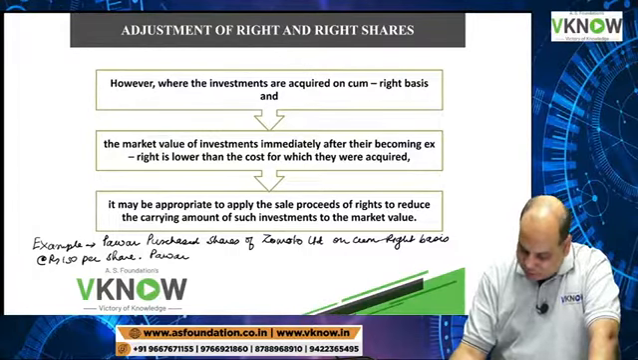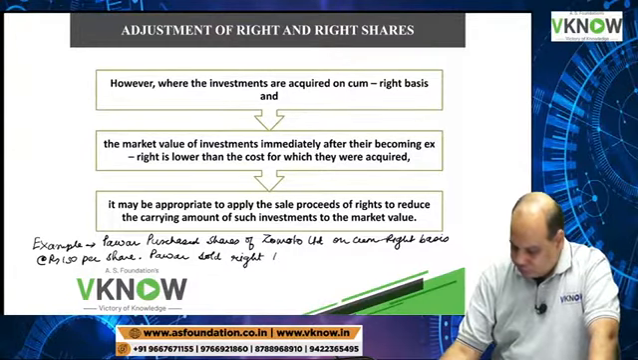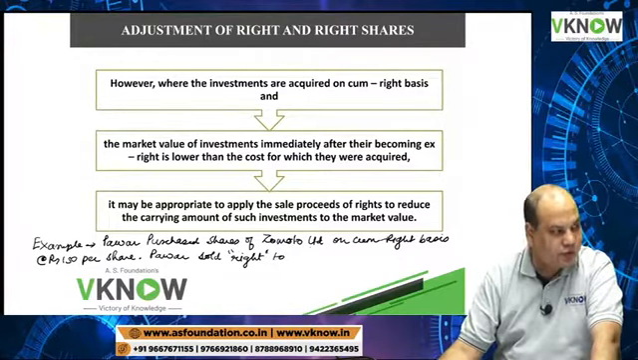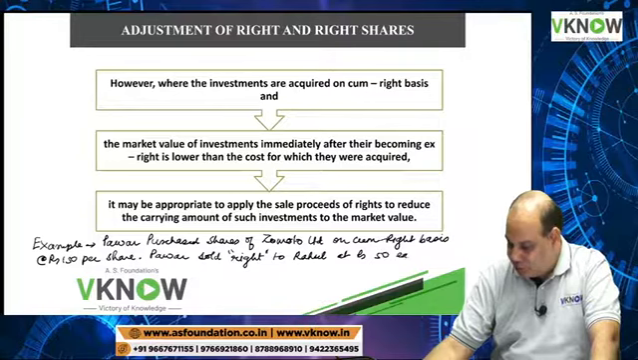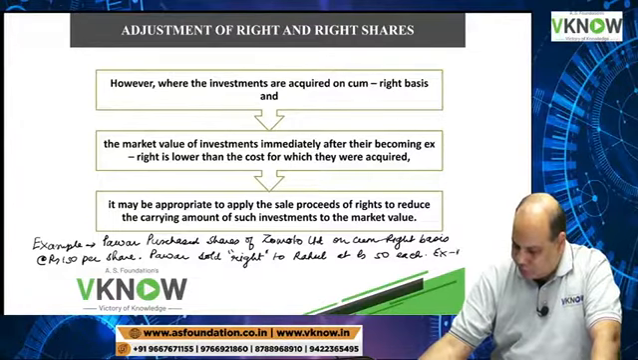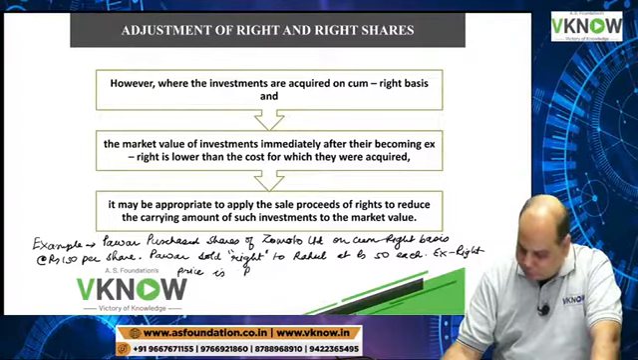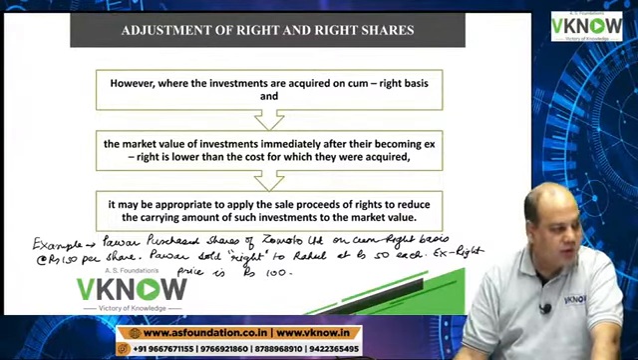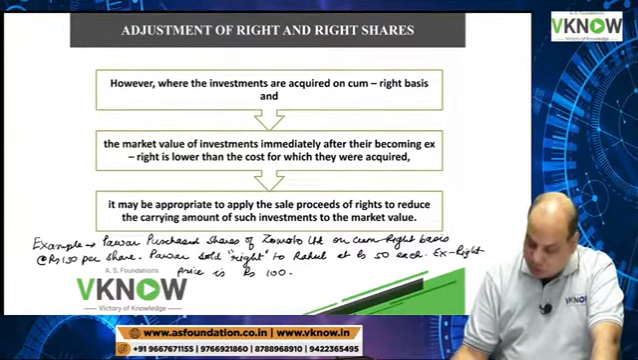Pawar sold right to Rahul at rupees 50 each. Ex-right price is rupees 100.